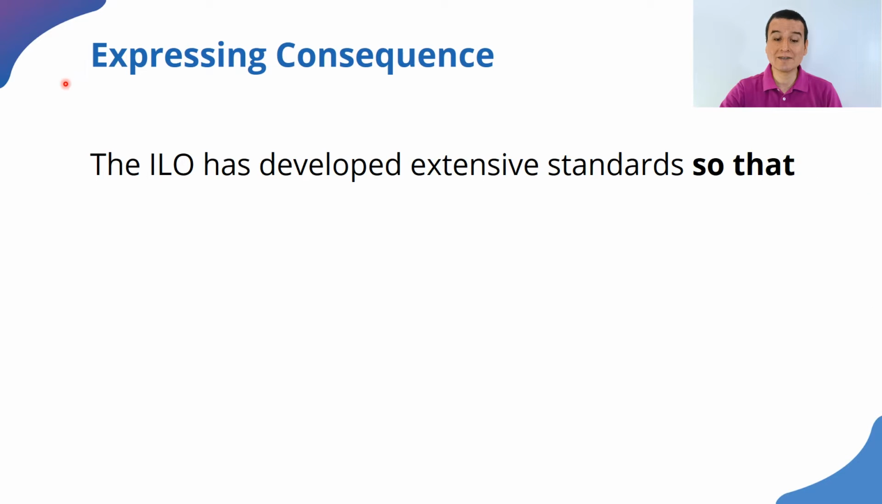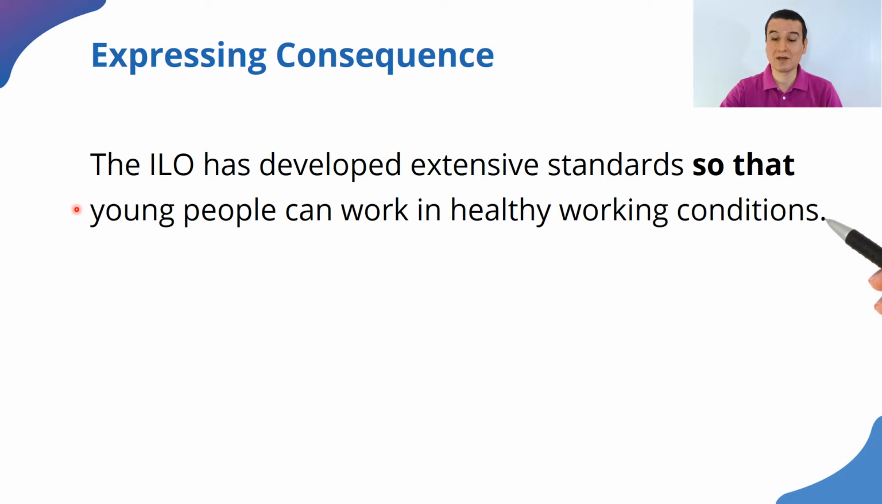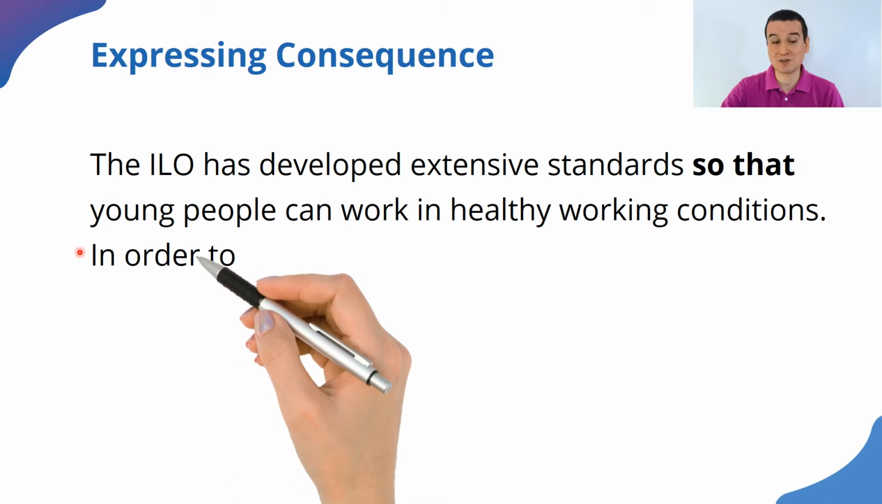And in the text, there is one example of an expression of consequence. The ILO has developed extensive standards so that young people can work in healthy working conditions. So they have developed standards, and what is the consequence? That the young people can work in healthy working conditions. All right? So that is the consequence of what they have done before. And that consequence can be expressed also with these expressions.